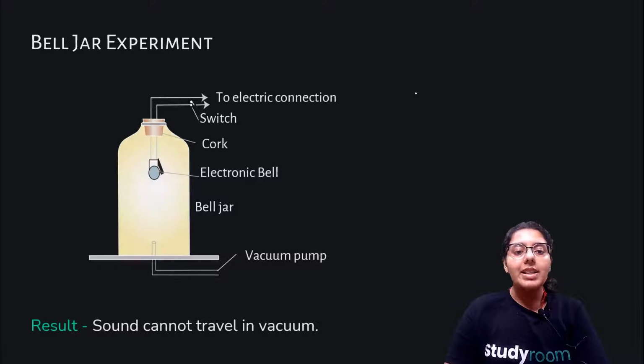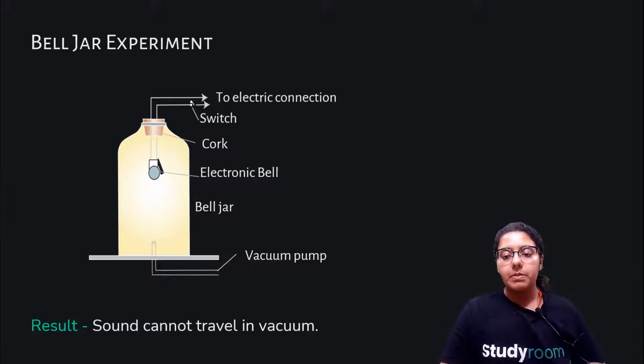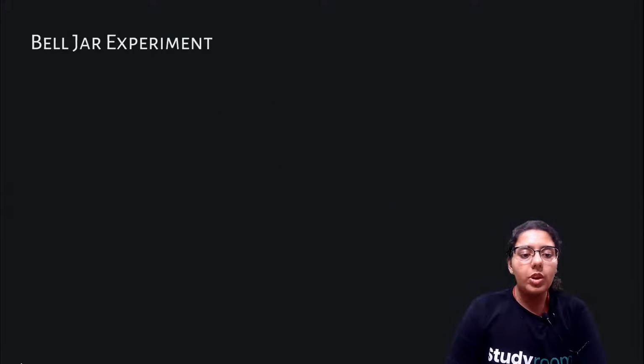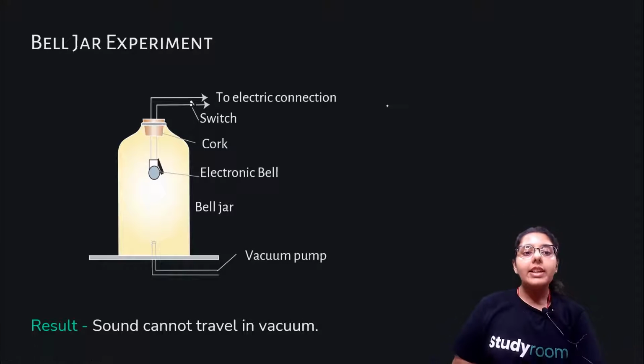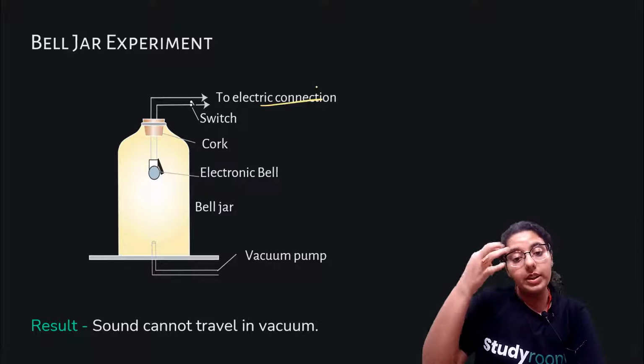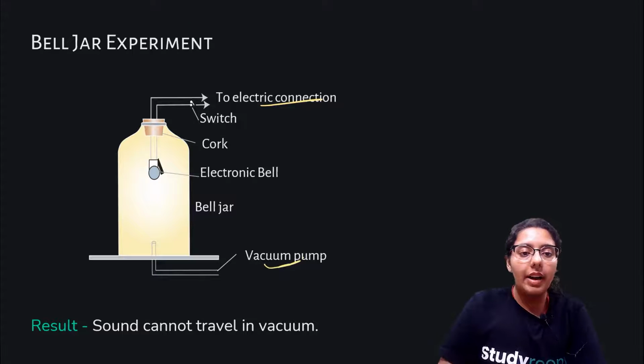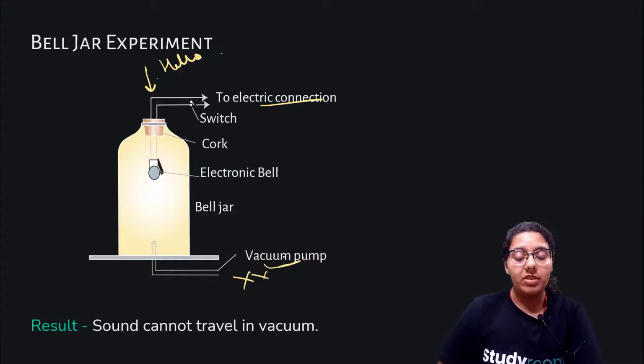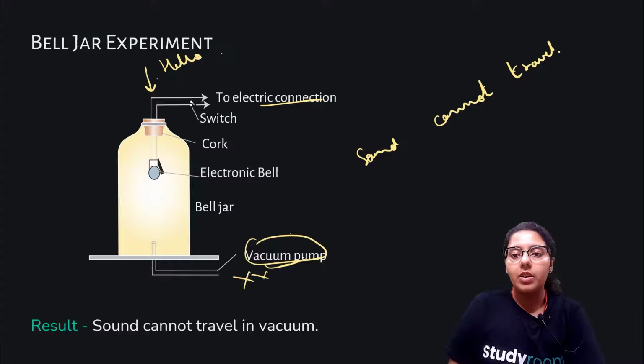Bell jar experiment. What do we see in this experiment? We did this experiment to see if sound can travel through vacuum or not. We took a bell jar and connected an electronic bell within it. We placed a cork for the electric connection. If I say hello from here, no voice will come out from the vacuum pump. Why? Because sound cannot travel through vacuum. Correct?